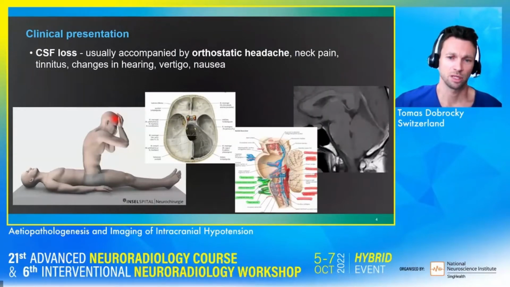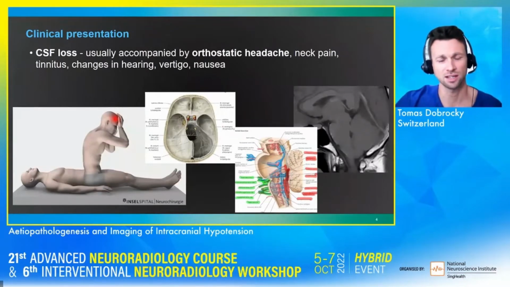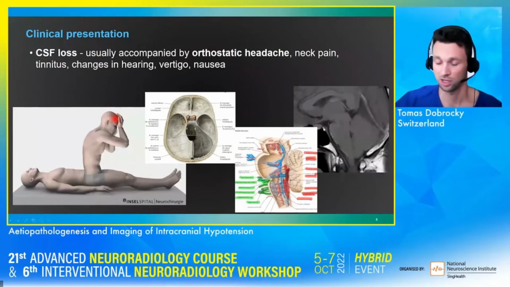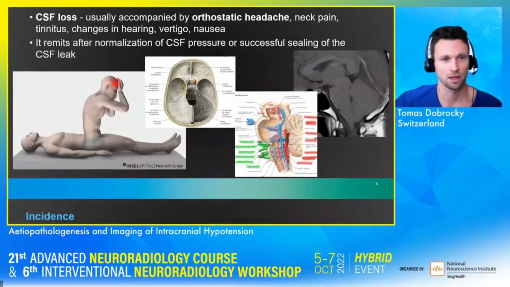Why do they have that? Because there is a traction on the pain-sensitive fibers as the brain sags, and this causes the orthostatic component of the headache. There is traction on the cranial nerves, and that is why some of the patients may complain about cranial nerve palsies. As you see here, there's for sure traction on those nerves. And usually it recovers when the CSF loss has been treated.